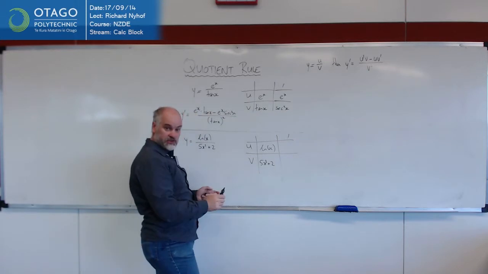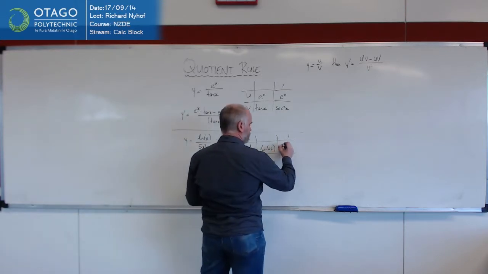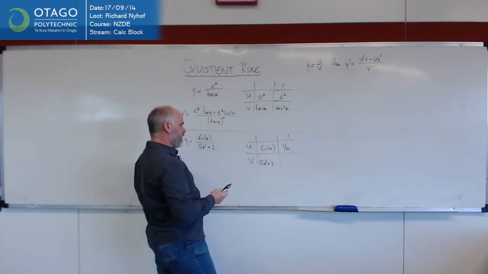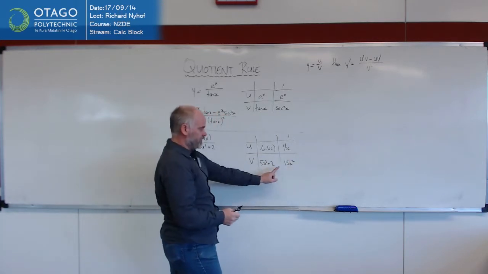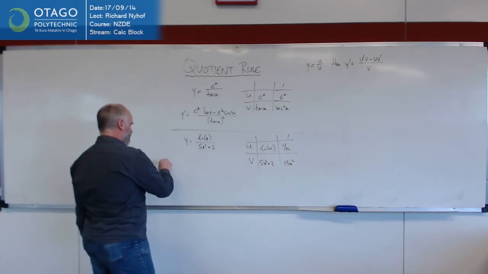Differentiate them each separately. Differentiate natural log of x. Formula sheet tells you it's 1 over x. Differentiate 5x cubed. That's going to give us 15x squared. Plus 2 is a constant, so that turns into nothing when you differentiate it. And then we just stick it all back together again.